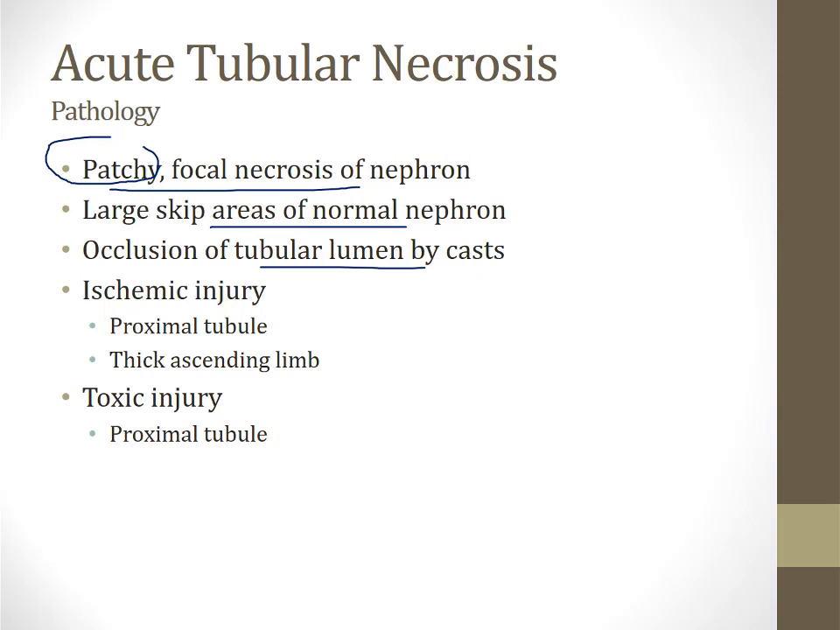In addition, you should be aware, and it's very high yield to remember this, that ischemic injury and toxic injury affect different portions of the nephron. Ischemic injury affects the proximal tubule and the thick ascending limb, while toxic injury affects only the proximal tubule.